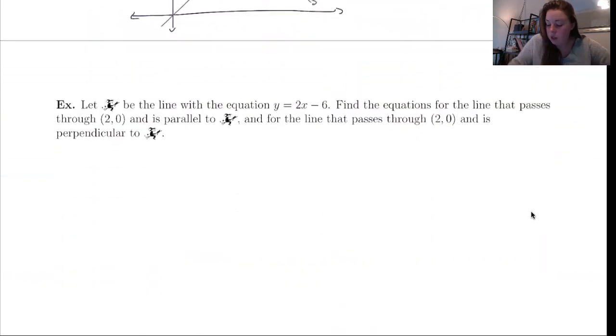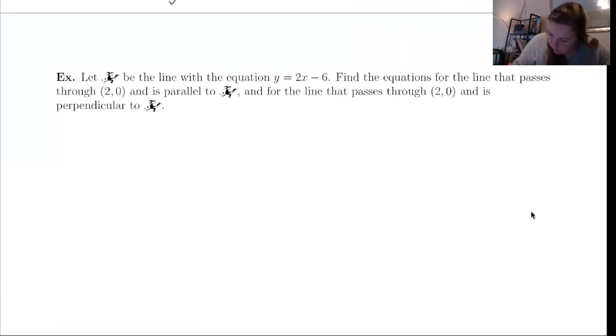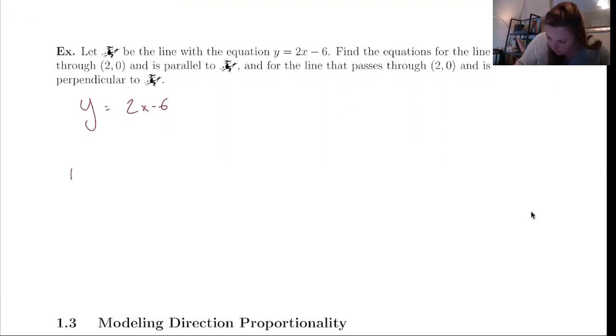Okay. So moving on, talking about examples of perpendicular lines. So now again, I would have taught this in October. All right, so let L be the line with the equation y equals 2x minus 6. Find the equations for the line that passes through (2, 0) and is parallel to L, and for the line that passes through (2, 0) and is perpendicular. So we have y equals 2x minus 6. Let's do a parallel line first.